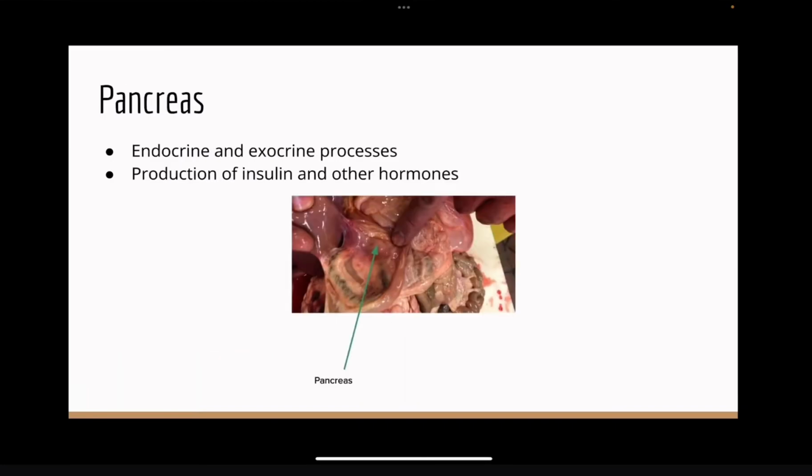The pancreas is located above the duodenum and has exocrine and endocrine functions. The endocrine functions of the pancreas regulate insulin and glucagon levels. The pancreas has islets of Langerhans, beta cells, and alpha cells. Beta cells regulate insulin, and alpha cells regulate glucagon.